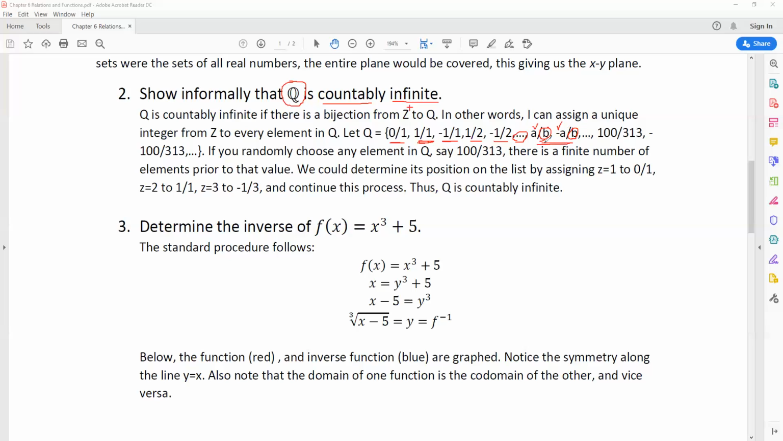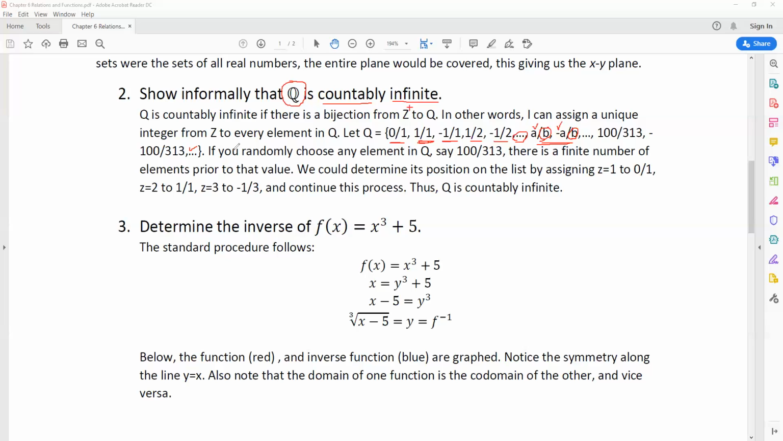And somewhere down the line, we would probably have 100/313, and then -100/313. And of course, this list goes forever. We would just continue to alternate through all of the possible fractions in Q.